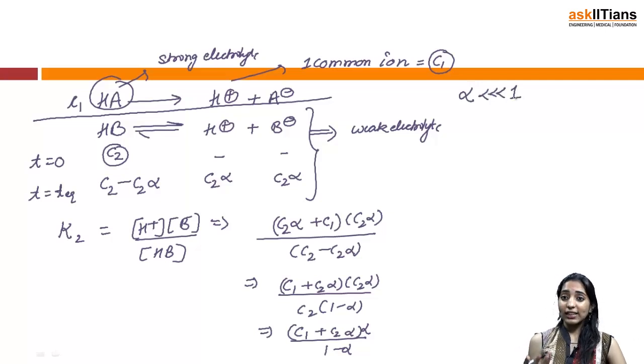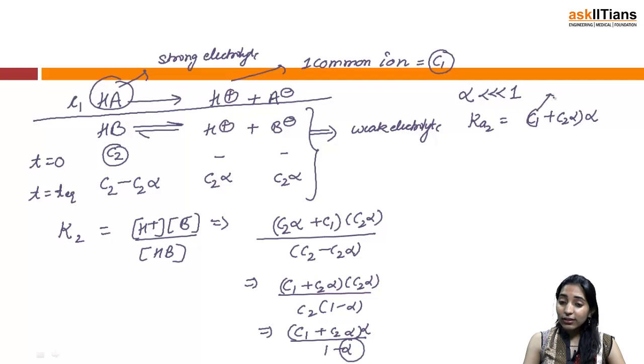Although the electrolyte HB was a weak electrolyte, so the alpha value was already less than 1, now on the addition of a strong electrolyte, the degree of dissociation further decreases. And if it further decreases, the alpha value is found to be very, very less. So, if it's very, very less, you can neglect this value of alpha, and hence the value of Ka2 will be written as (C1 plus C2 alpha) times C2.